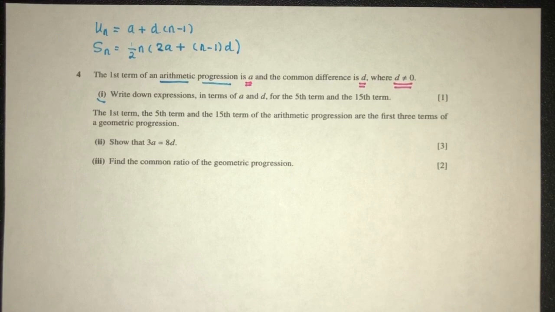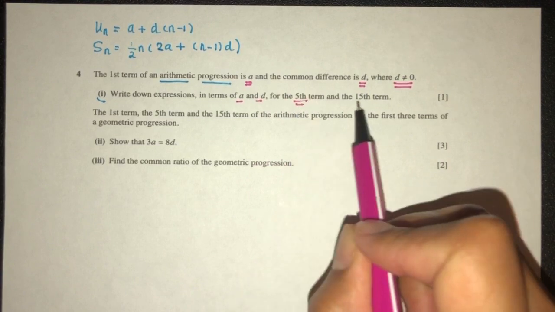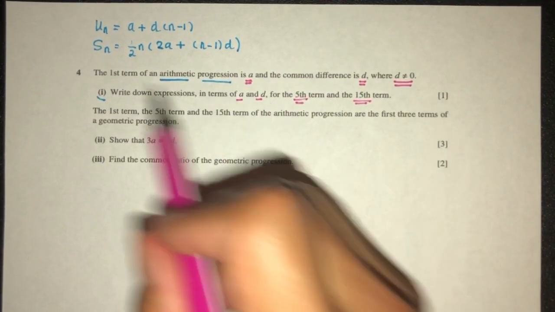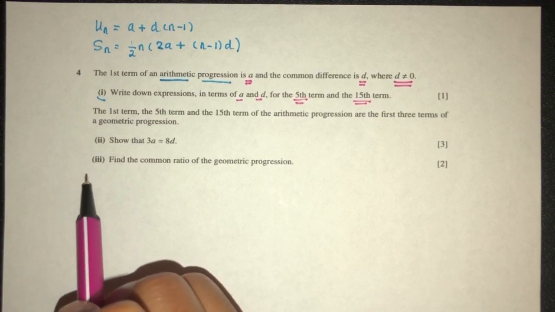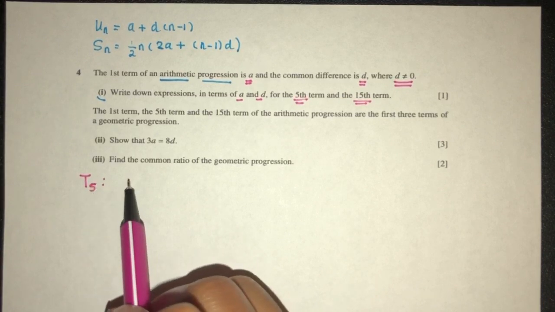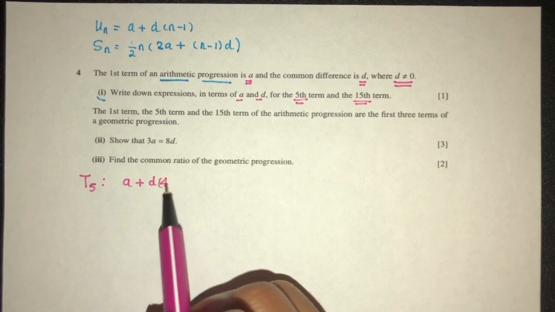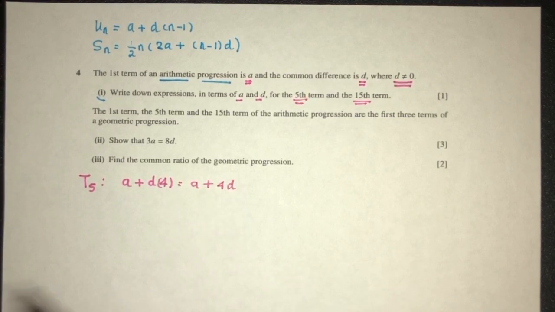Now part 1, we have to write expressions in the form of a and d for the 5th term and the 15th term of this progression. So one by one, pretty easy. Replace back in your formula here. Let's see what we have. So the 5th term is what? When the value of n is 5, you will have a plus d times (5 minus 1), and 5 minus 1 is 4. So you have a plus 4d equal to the 5th term.